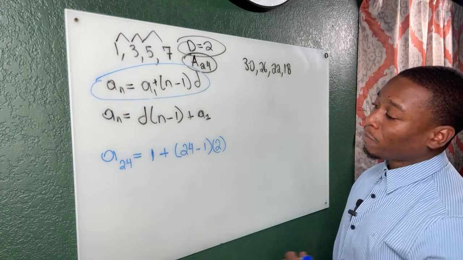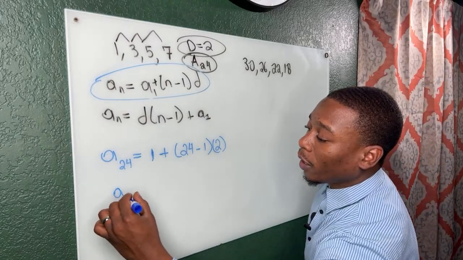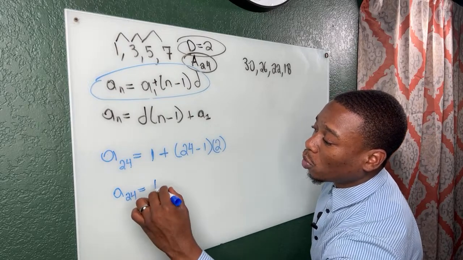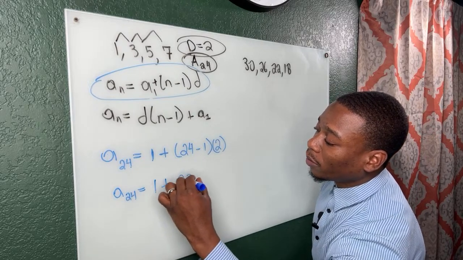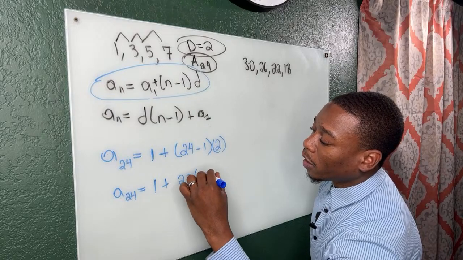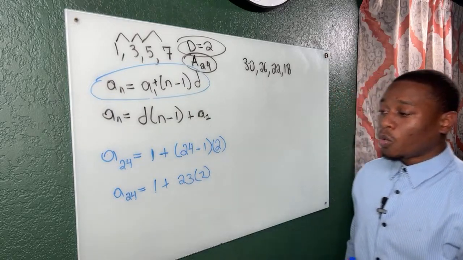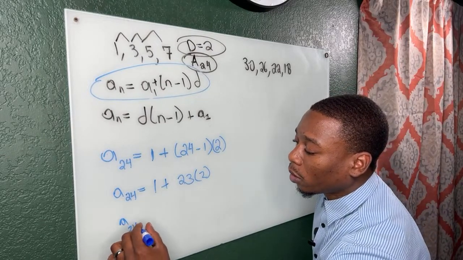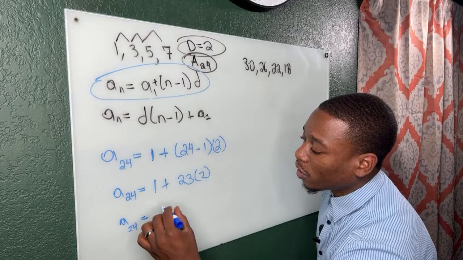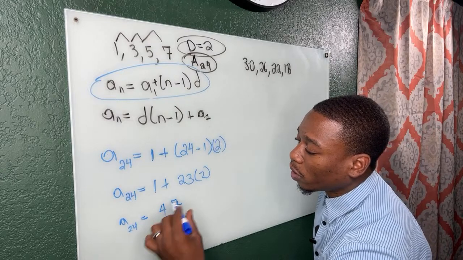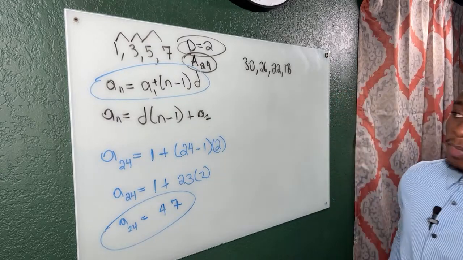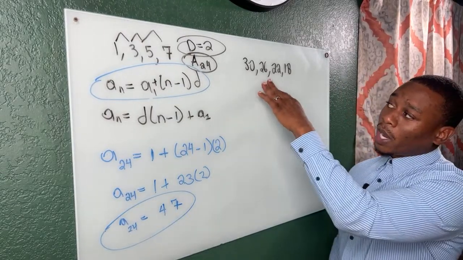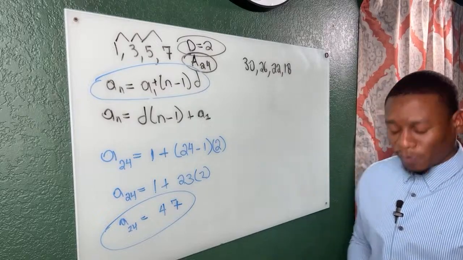Now once we simplify, we have a sub 24 equal to 1 plus 23 times 2. Simplifying even more, a is equal to 46 plus 1, which gives us 47. If we use the second equation, it would be the same exact thing, and I'm going to show you guys that in this second sequence.